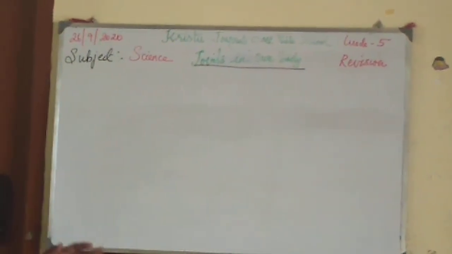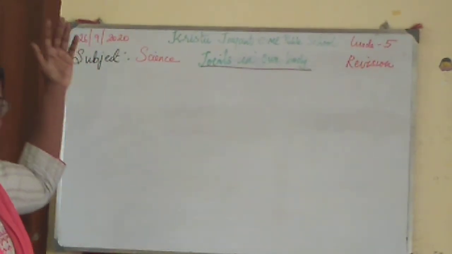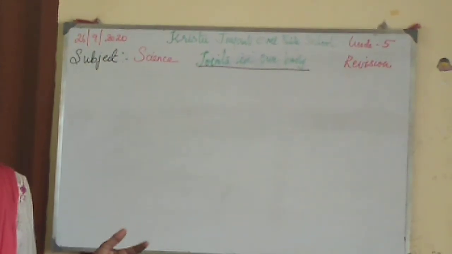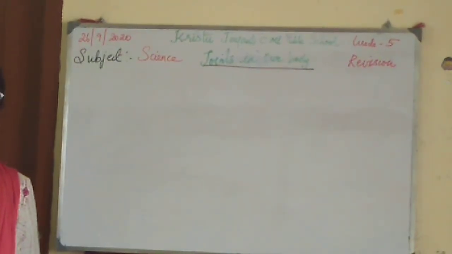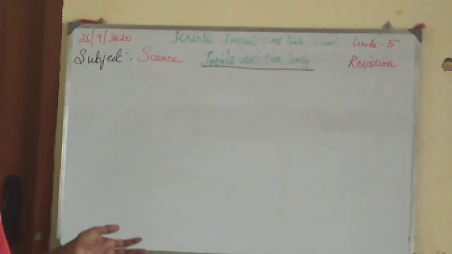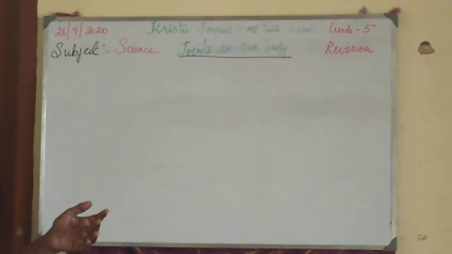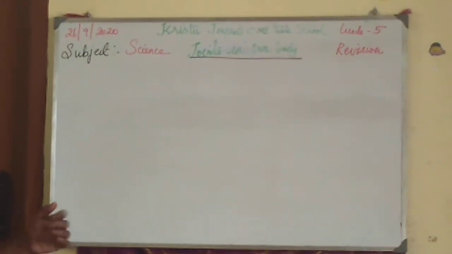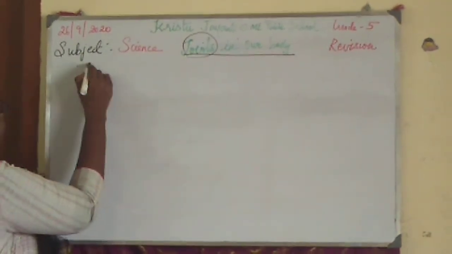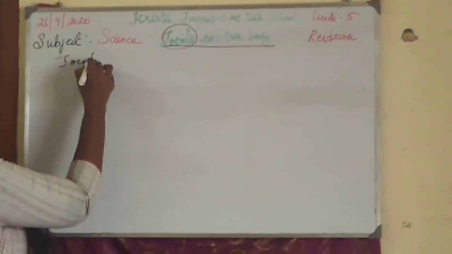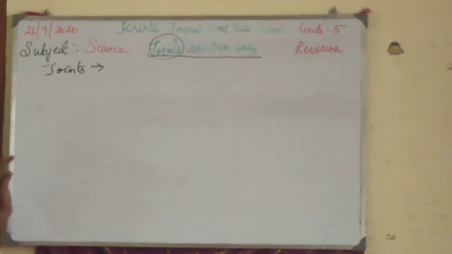So now in today's class I am going to give you the entire lesson summary from the first page till the last page which we have seen yesterday. What are the concepts we discussed that we are going to see now. Now the name of the lesson is what? Joints. So what is joint?